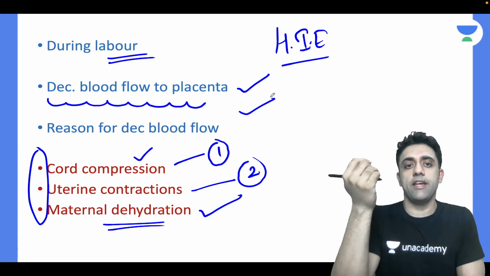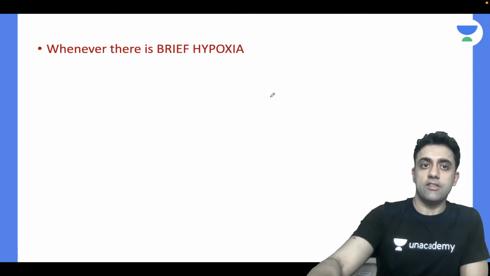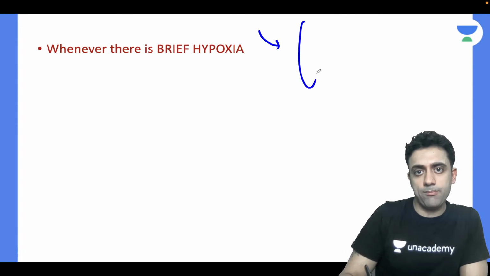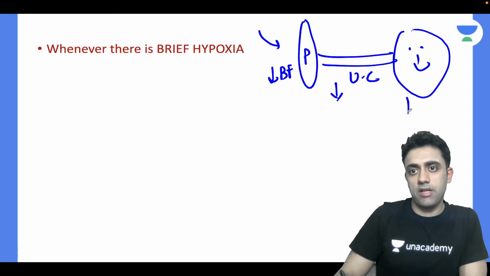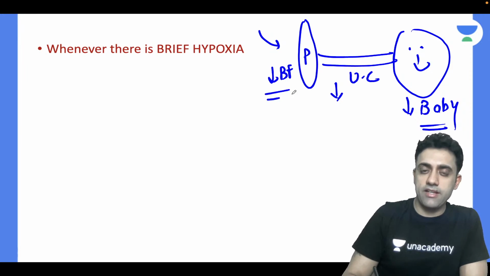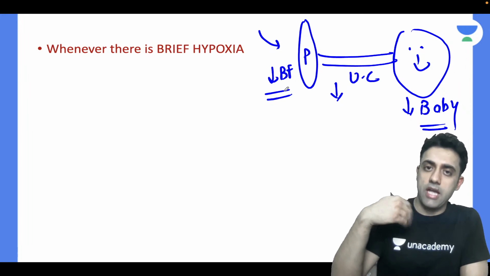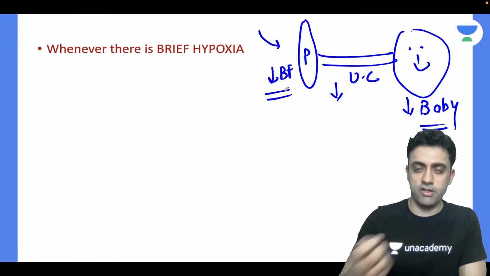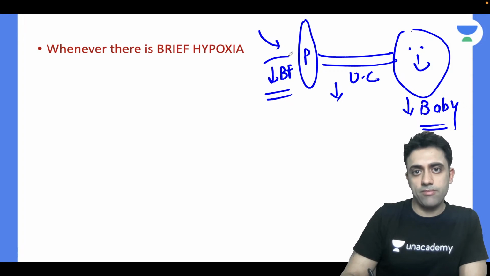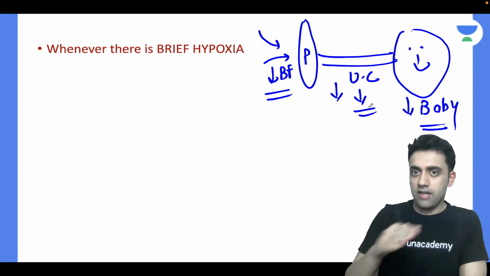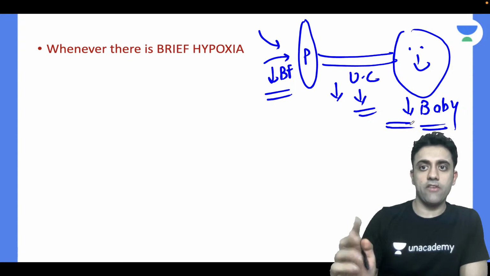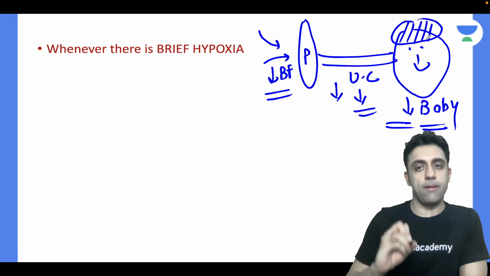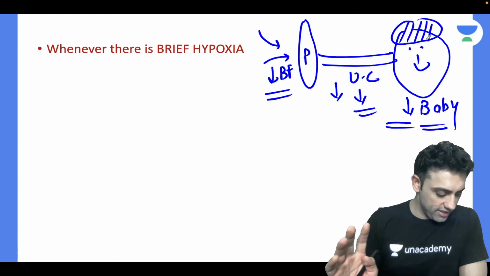Now, when there is decreased blood flow to the placenta, what happens? This is the placenta. Decreased blood flow to the placenta means decreased blood flow to the umbilical cord, right? And decreased blood flow to the baby. Do you agree with me? Whether because of uterine contractions, cord compression, or maternal dehydration, whenever there is decreased blood flow to the placenta, there will be decreased blood going through the umbilical cord, and so decreased blood received by the baby, right? And what are we studying? We are studying that a baby's brain will be damaged. HIE, hypoxia. Are you getting me? Is it understandable?